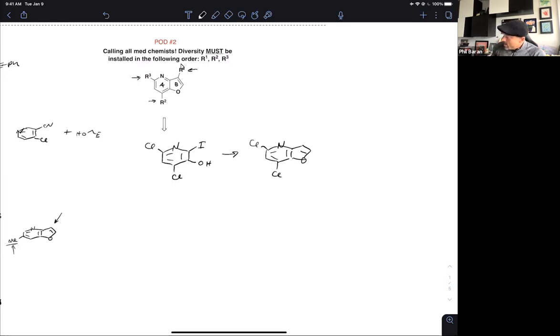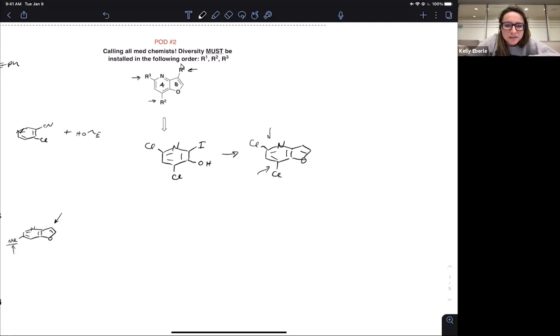Now, when we do the cross coupling, this is a typical consulting problem. Where is it going to go? Here or here? How would you go about answering that question? I think you'd have to do some hand waving. No, you don't need hand waving, but it does involve a hand. I think it would go at the 4 position.